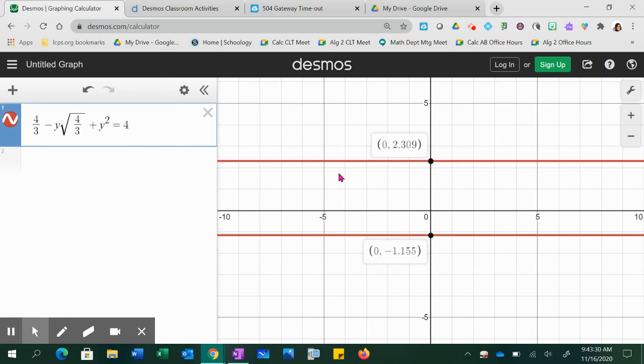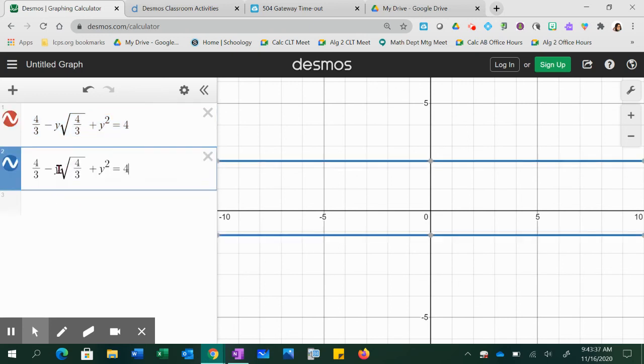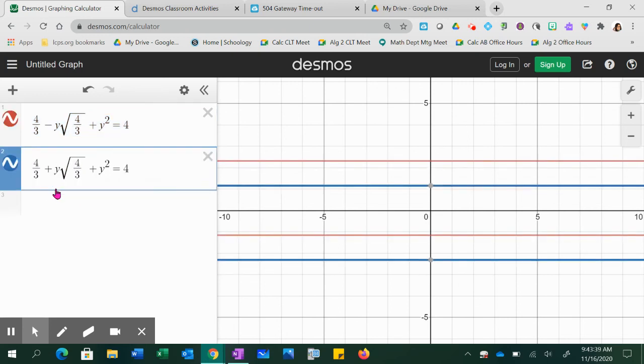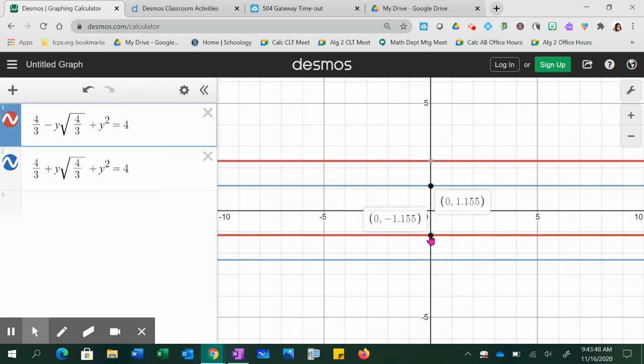So now if I put both of them in there so that we can compare numbers, let me put the plus sign back in. If you look, I've got 1.155 down here on the red guy. I've got the negative of that. So this is plus or minus 1.155. And then the outer ones are plus or minus 2.309.